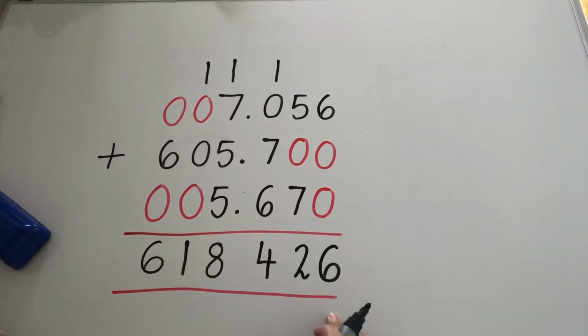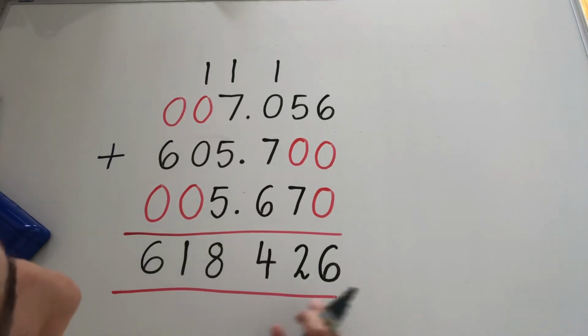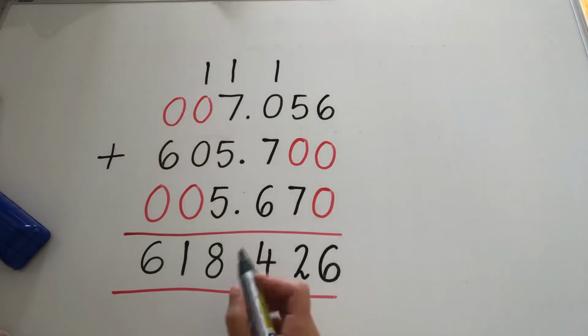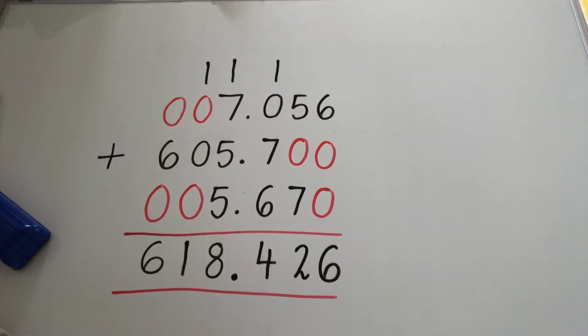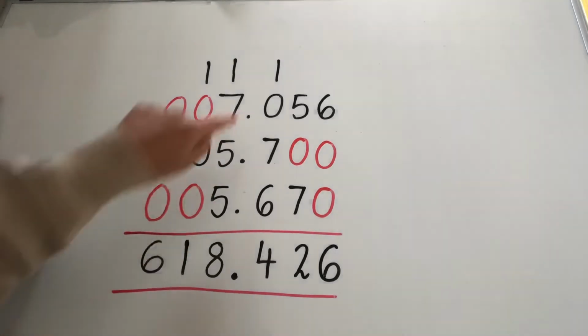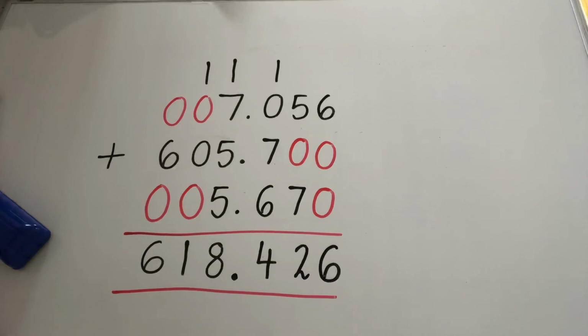Now, if we have a look at the answer, this would read as 618,426. So we need to make sure that we add that decimal number in, because that changes the value of the answer. And it just goes in line with all the other decimal places. So our answer is 618.426. Good luck with your questions, guys.